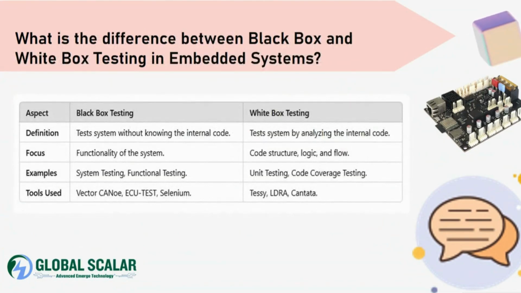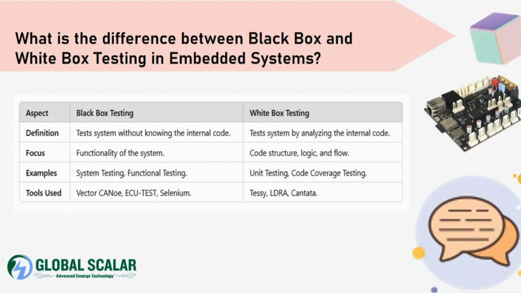What is the difference between black box testing and white box testing in embedded systems? Here, we test on the hardware or software. Black box testing involves just giving the input and validating the output. Here, code knowledge is not much required, and the focus is the functionality of the system. Examples are system testing and functional testing, which are part of black box testing. The tools used are Vector CANoe, ECU test, and Selenium.